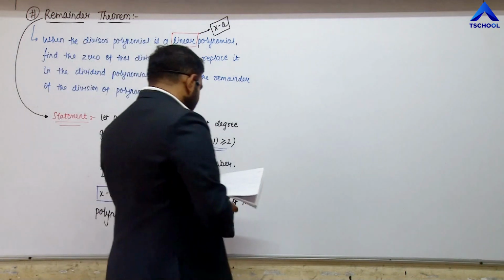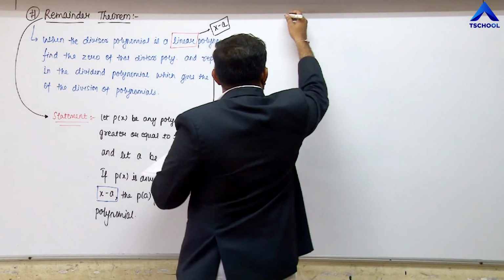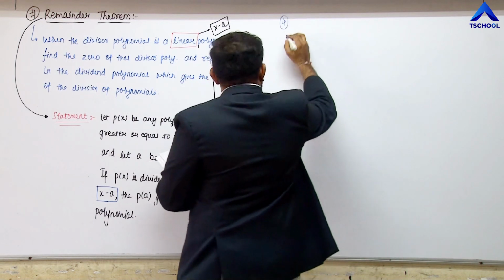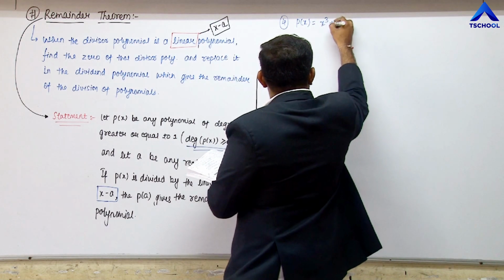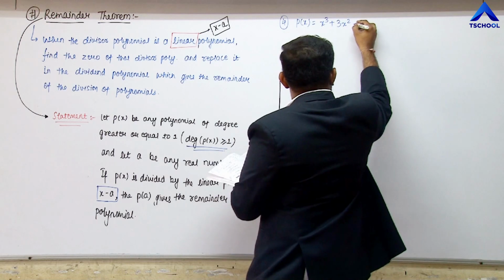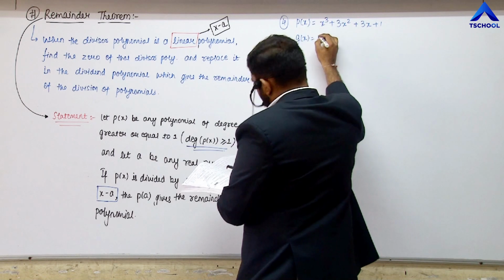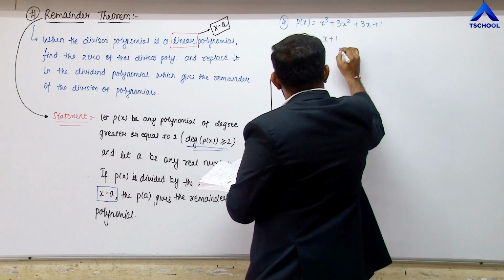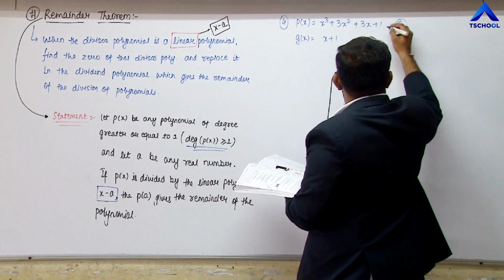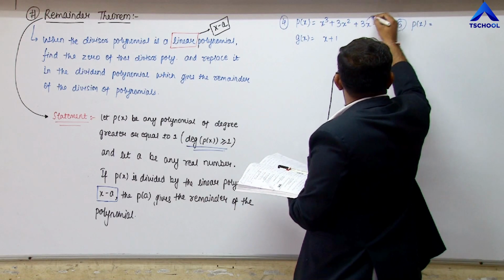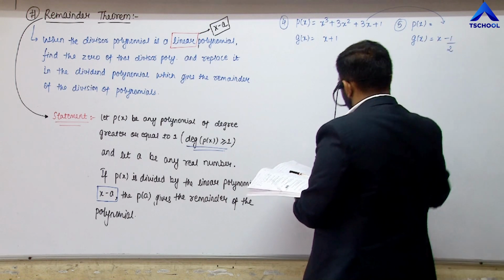Now I have some questions here with me. Let me solve them. I'm continuing with the numbers. The fourth one: I have p of x, that is x cube plus 3x square plus 3x plus 1, and g of x, that is x plus 1. And for the fifth question, p of x is the same as I have written here, and g of x is now changed to x minus 1 by 2.